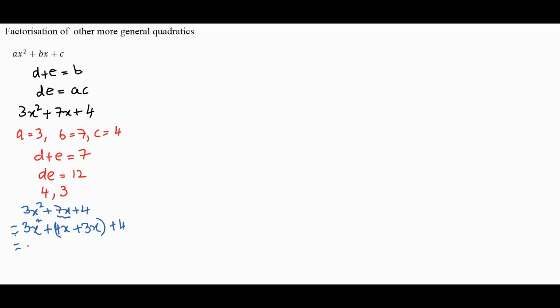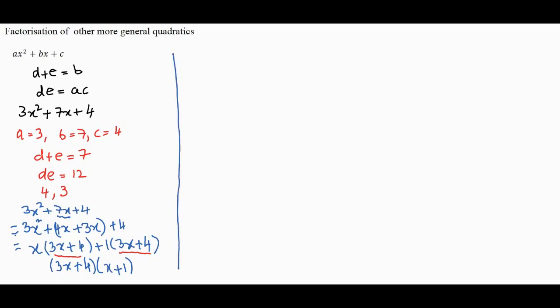Next, we don't see much common except the x here, so that leaves us with 3x plus 4, and then plus 1 times 3x plus 4. So that boils down to 3x plus 4 being common, into x plus 1. What I've done here is take the whole bracket 3x plus 4 out as common, leaving an x and the 1. So we end up with 3x plus 4 times x plus 1. Now that's the standard way of doing this.